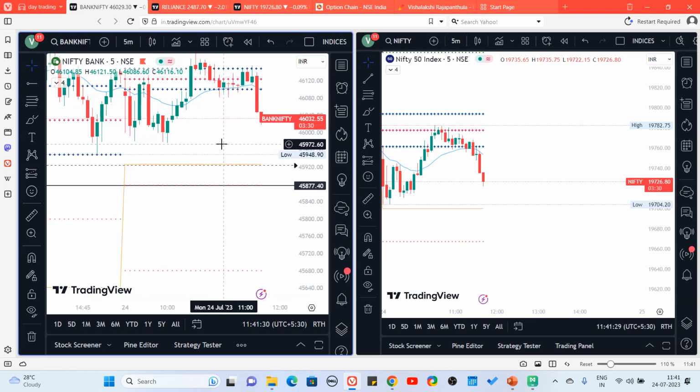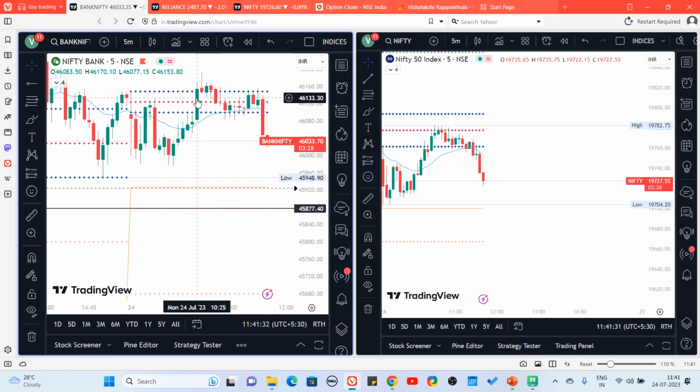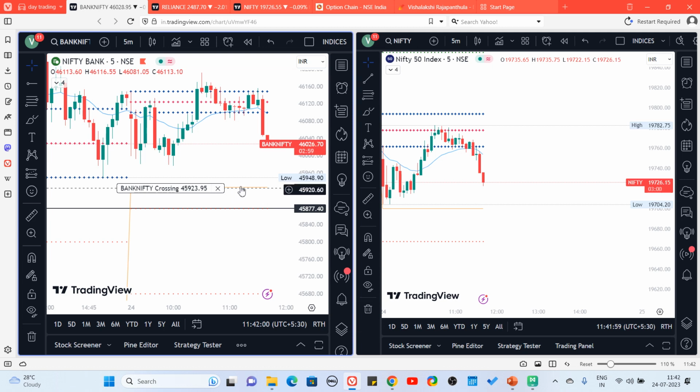For example, I'm using the CPR system here. I am interested in taking the trade at the black line. Since morning, I expect the market to come here, but the market is not coming here. What I do is I put an alert here: Bank Nifty crossing 45,923.95. What happens when the price comes here? I'm going to get an alert on my mobile phone that the price has come to your location.